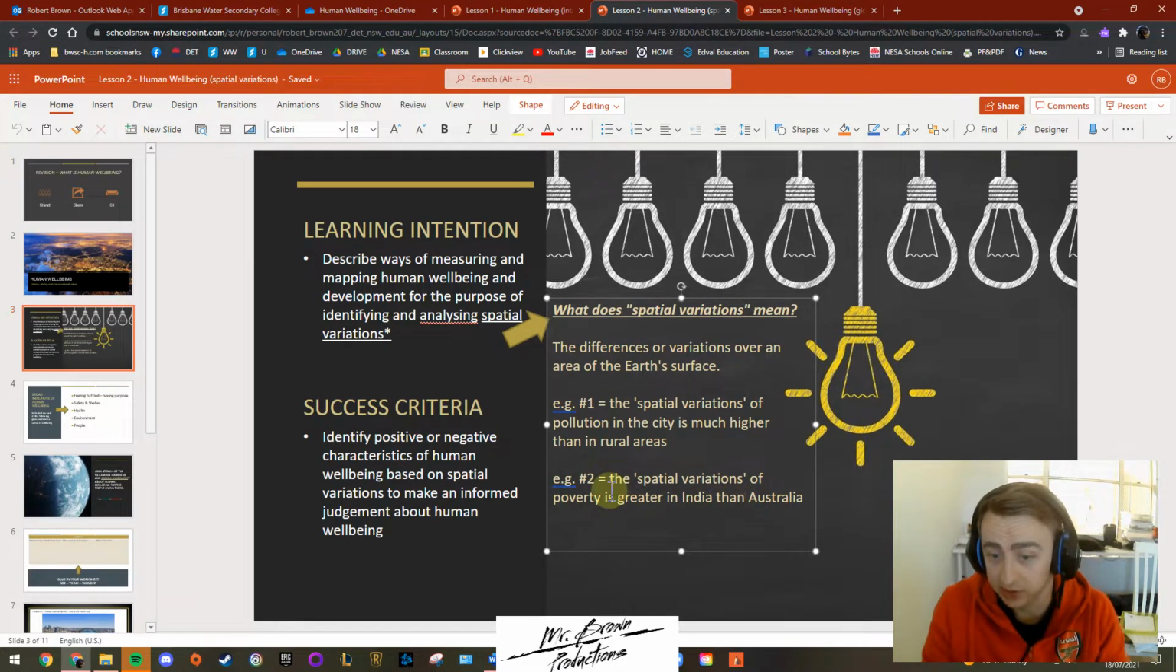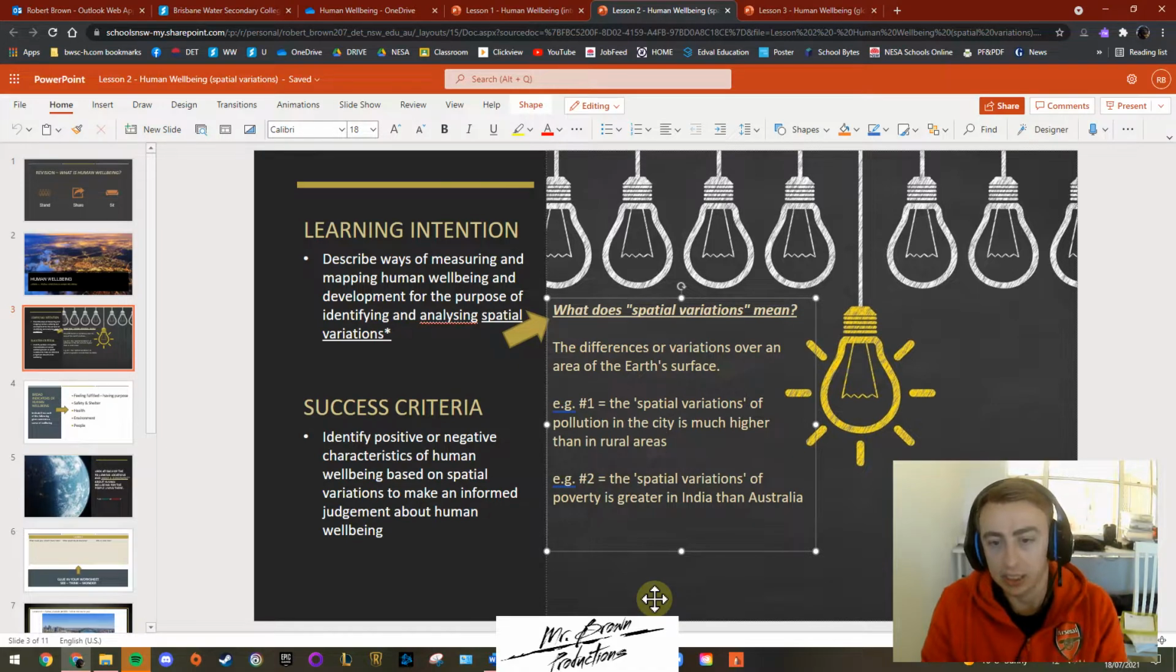Another example is you might get asked what's the spatial variations of poverty between India or Australia, for example. So again, looking at two different locations and comparing it. So we might analyse that Australia, being what we would call a first world country or developed country, has far less poverty than India, which is well known for a lot of its slums and things like that.